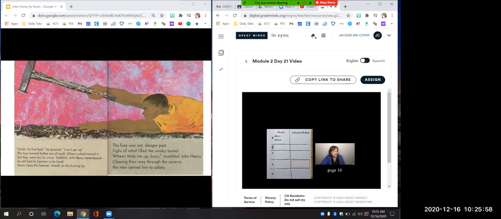"Oh, I'm hurt bad," he groaned. "I can't get up." The fuse burned farther out of reach. Others rushed toward it, but they were too far away. Suddenly, John Henry remembered. He still had his hammer in his hand. Down came the hammer, smack, on the burning tip.